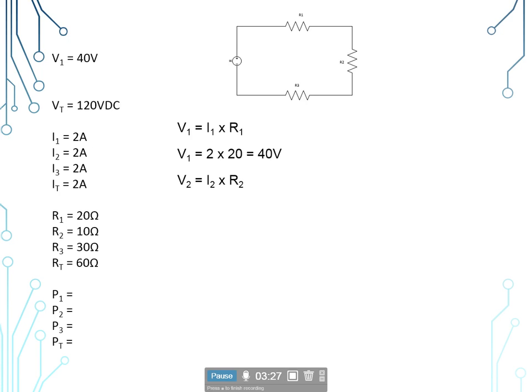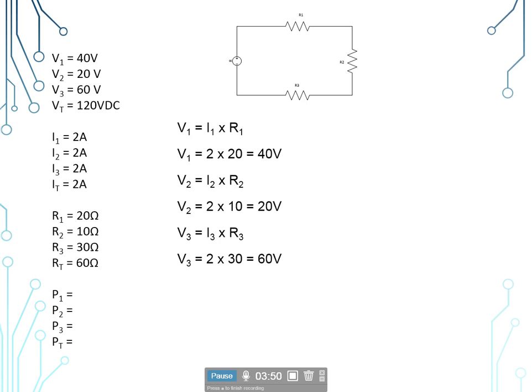Our second load will be V sub 2 is equal to I sub 2 times R sub 2. So I sub 2 is 2 amps, R sub 2 is 10 ohms, giving us a 20 volt drop. V sub 3 is equal to I sub 3 times R sub 3. I sub 3 of 2 amps times R sub 3 of 30 ohms, giving us a 60 volt drop.